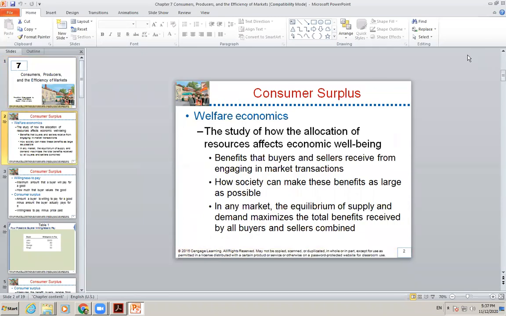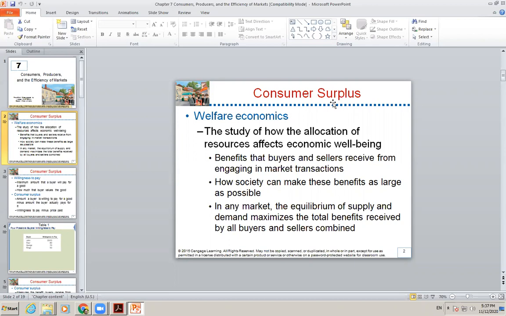Talking about consumer surplus, the first terminology I should talk about is welfare economics. Welfare economics is all about how the allocation of resources is conducted, and through this allocation of resources, the main aim is to achieve economic well-being. So the economy should be developed. By a developed economy, we mean more production, more technological advancement, and affordable prices for human beings. So the study of how the allocation of resources affects economic well-being is what welfare economics is all about.